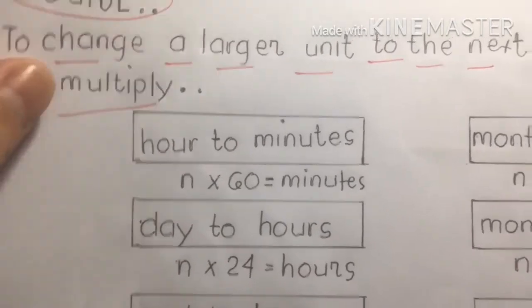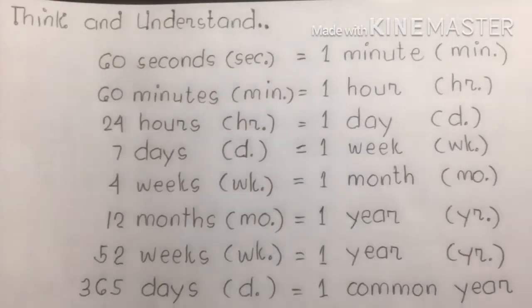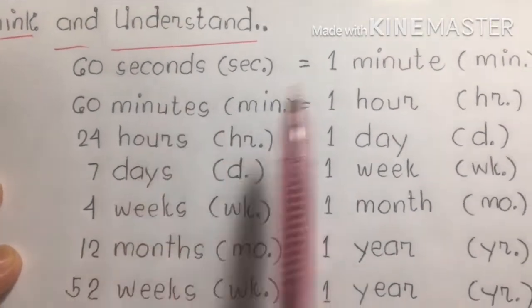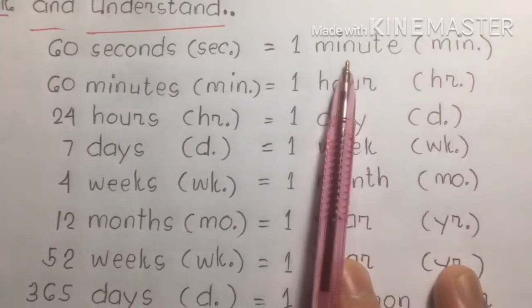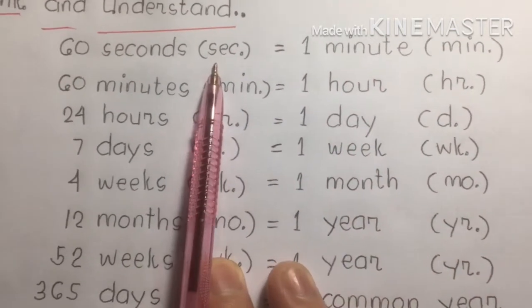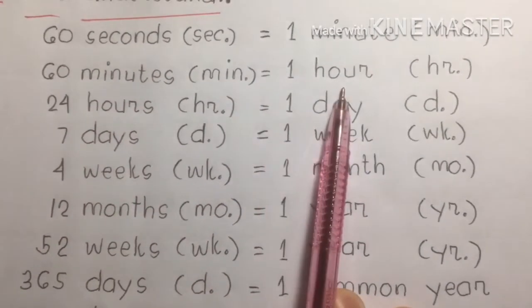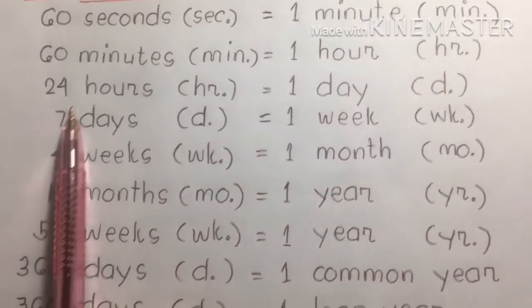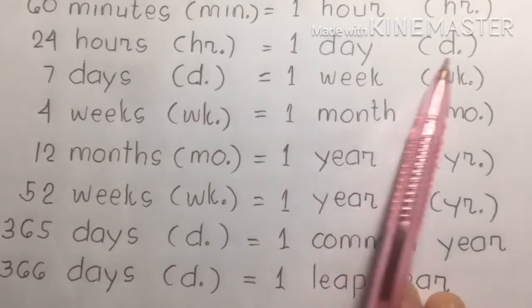Here we go. We're going to think and understand first, because when you think, you can answer it. Think and understand. 60 seconds, class, is equivalent to 1 minute. Min is the short form for minutes, and sec for seconds. 60 minutes is equivalent to 1 hour. HR is the short form. 24 hours is equivalent to 1 day. That's D for short form.